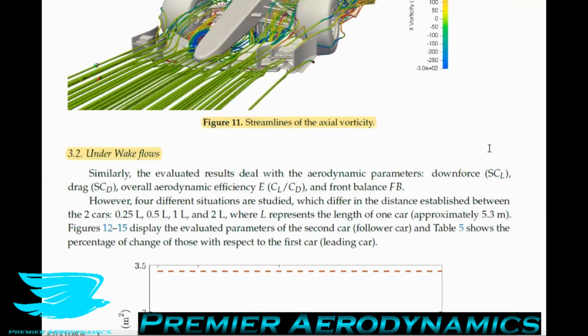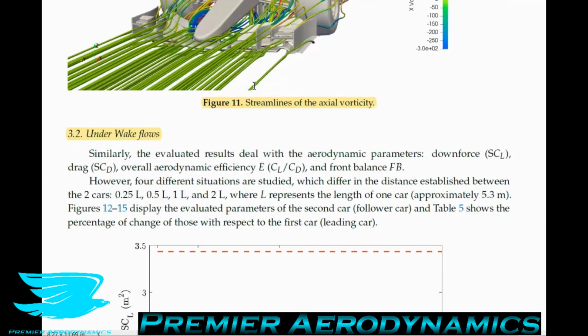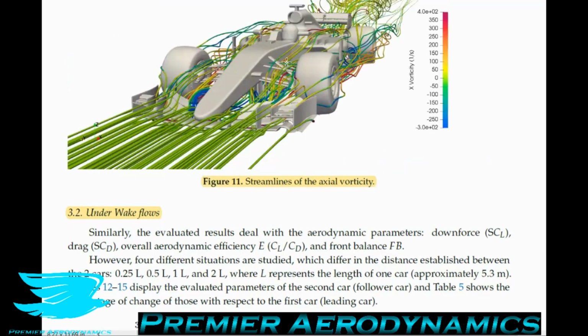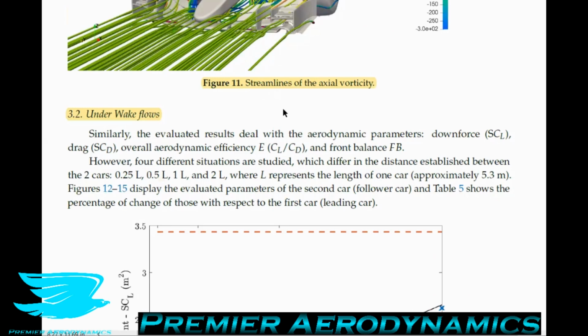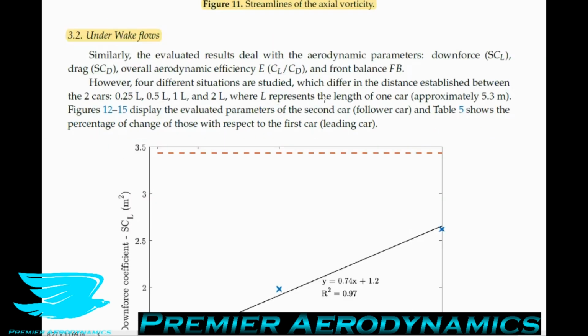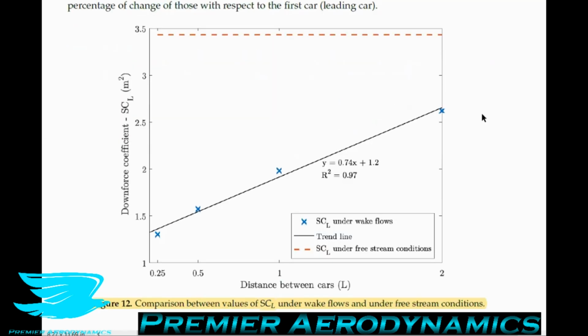So let's pick up where we left off in the last podcast. We finished the aerodynamics of just a single F1 car. Let's look at the aerodynamics of both now. So under wake flows, in figure 12, they show the comparison between the values of the lift area under wake flows and under free stream conditions.